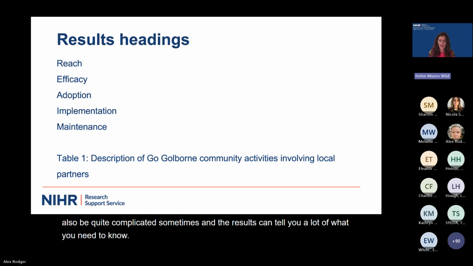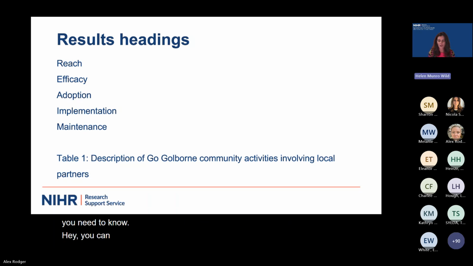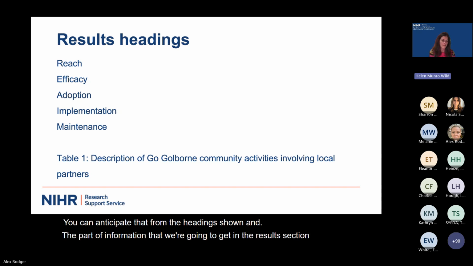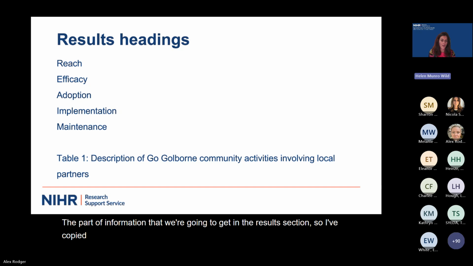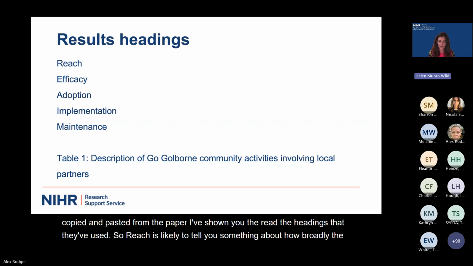So you can anticipate from the headings shown the kind of information that you're going to get in the results section. I've copied and pasted from the paper I've shown you the headings that they've used. So reach is likely to tell you something about how broadly the intervention connected with the target population.